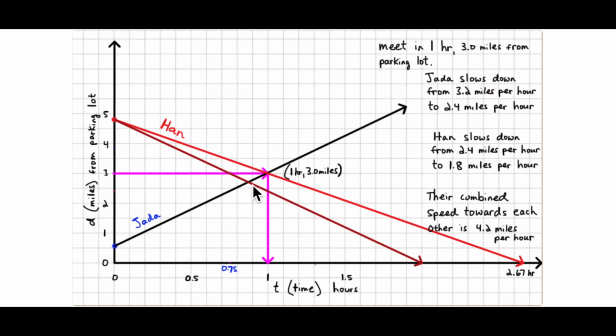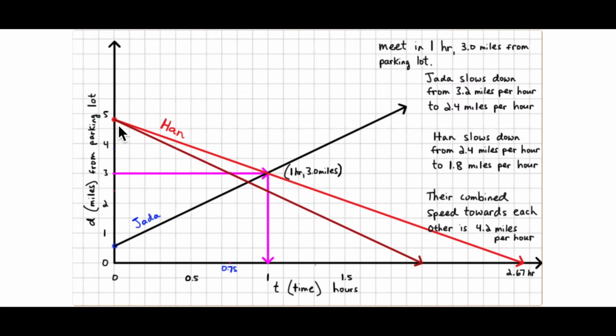So this was his original rate right here. So he covered this distance where he was 3 miles from the parking lot in 3/4 of an hour. Now it's going to take him an hour, another 15 minutes, to reach that same point. So he's going to be walking slower. So his rate is less slanted as well.